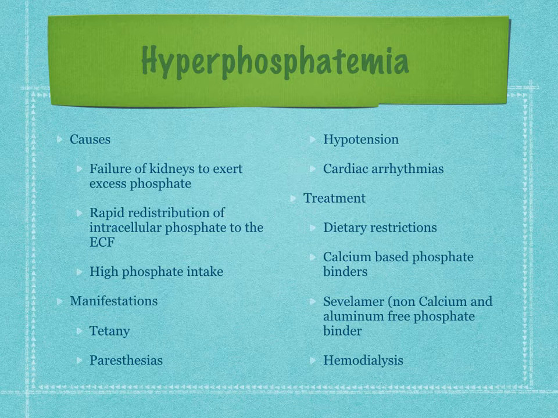The manifestations are tetany, paresthesias, hypotension, and cardiac arrhythmias. The treatment is dietary restrictions and calcium-based phosphate binders. So in other words, we're giving calcium to bind that extra phosphate. There's also a drug known as sevelamer. It's a non-calcium and aluminum-free phosphate binder. In severe cases and in people with kidney failure, phosphate is removed through hemodialysis.